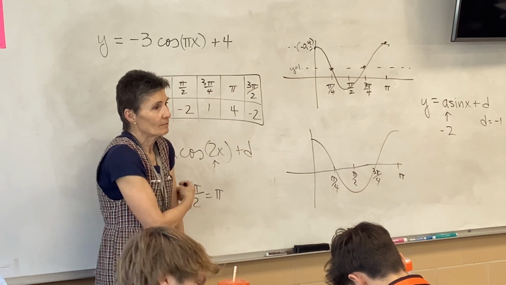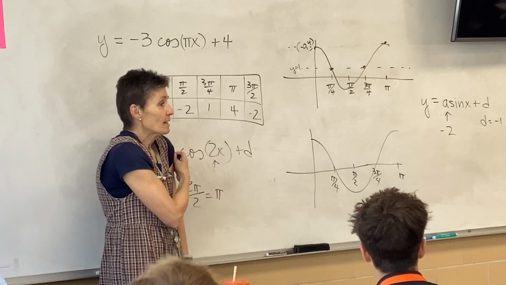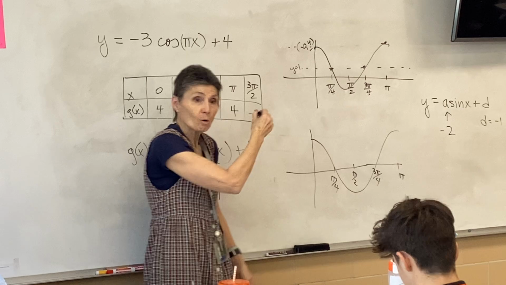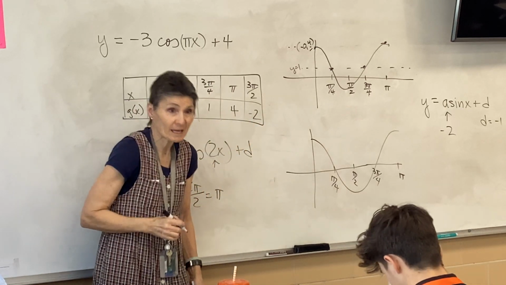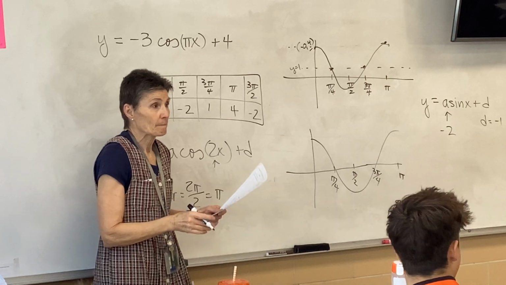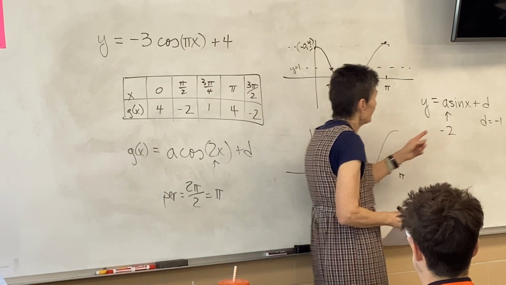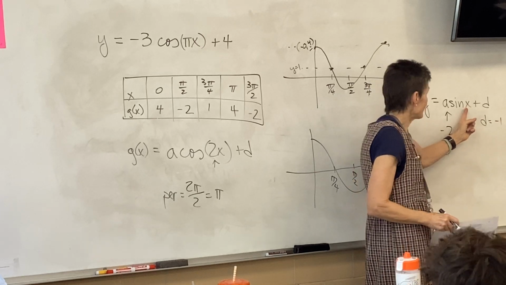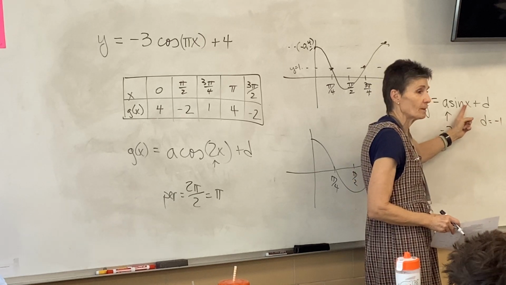Why is it negative? Because it goes down. Now, the amplitude is 2. But the coefficient A has to be -2 because it's a negative sine curve. Why isn't there any number right there, any coefficient there?